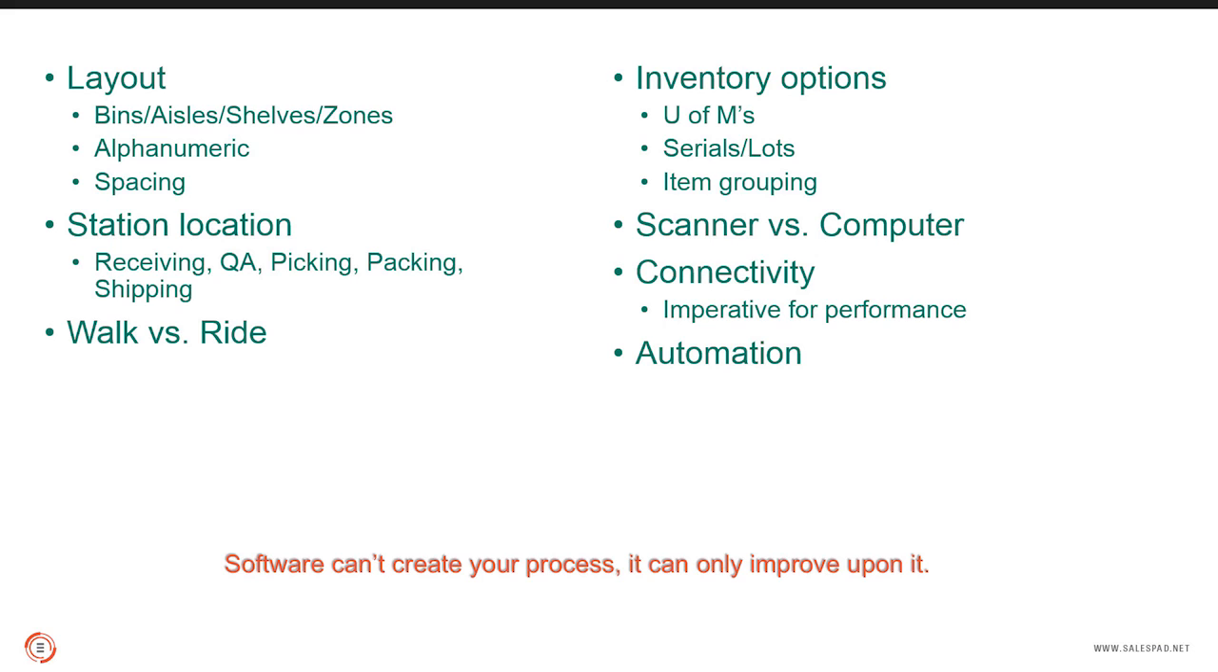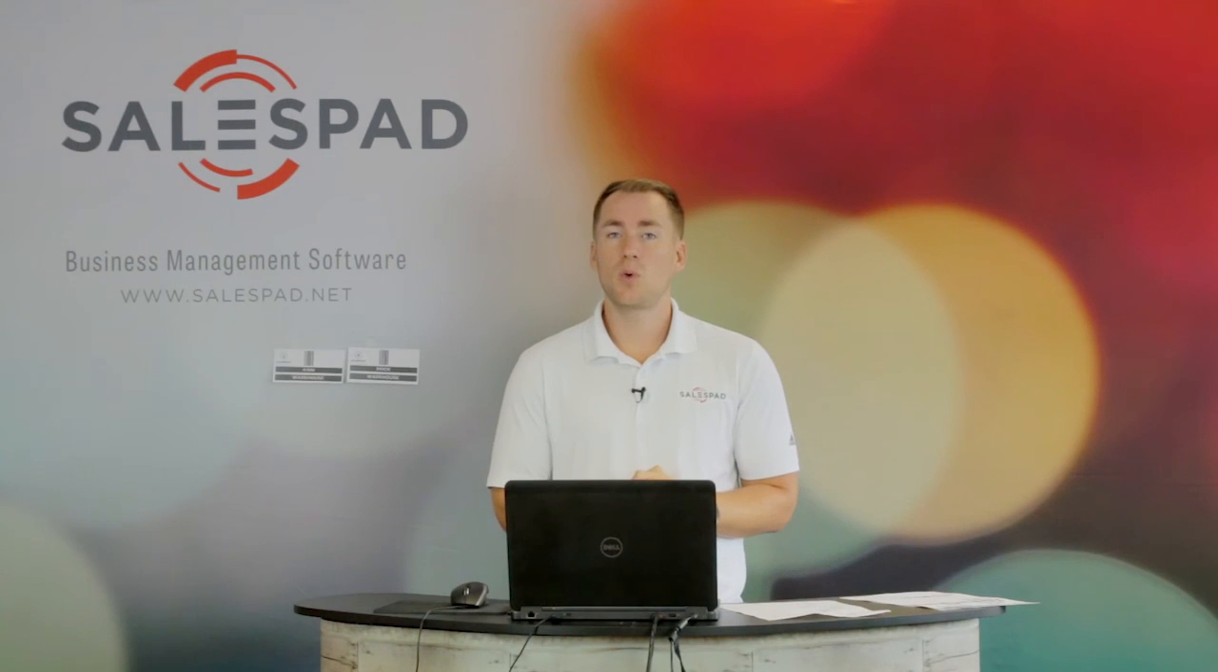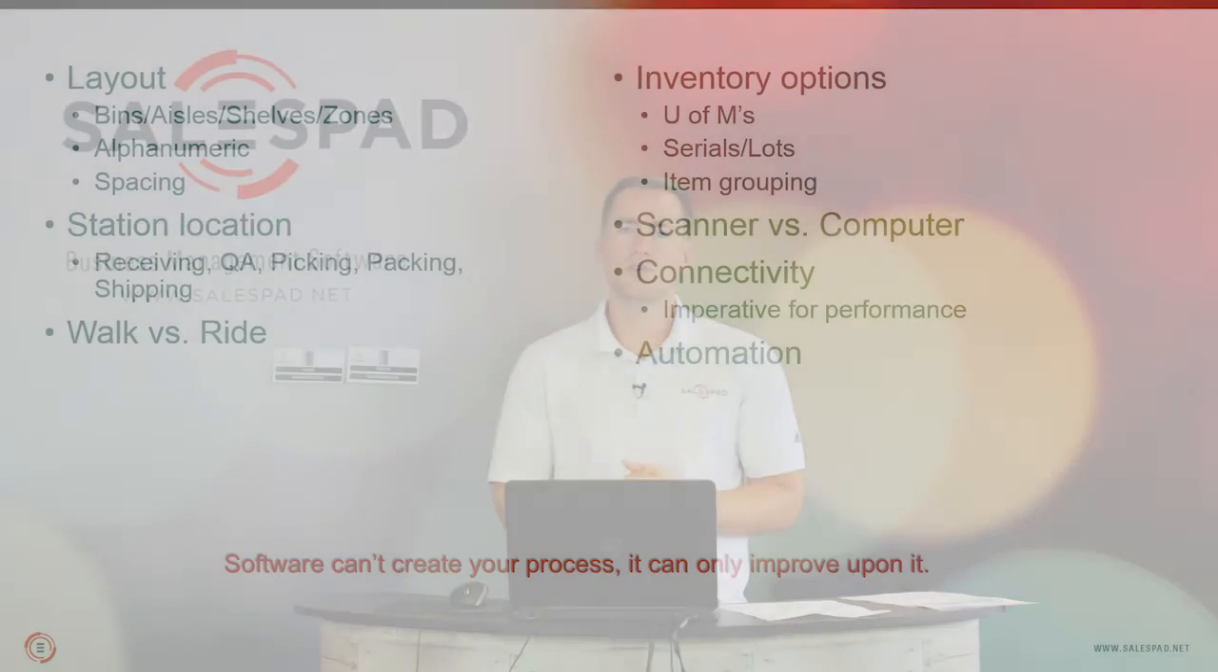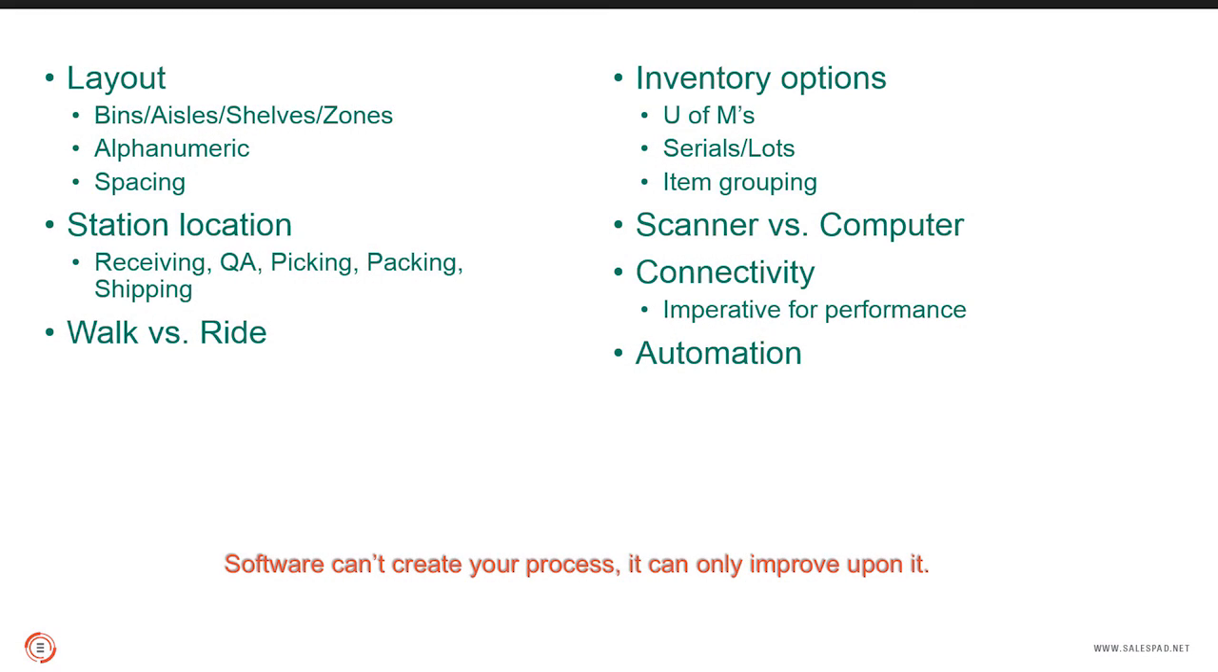Also spacing. Think about things like, are you going to have forklifts driving around, or are you going to have people walking? That has some considerations to think about in terms of how far apart you're going to space everything. Kind of similar to spacing is your station location. So think of that as our area for receiving, our area for shipping, for picking, for QA, all those types of things, and how are we going to put them in relation to one another.